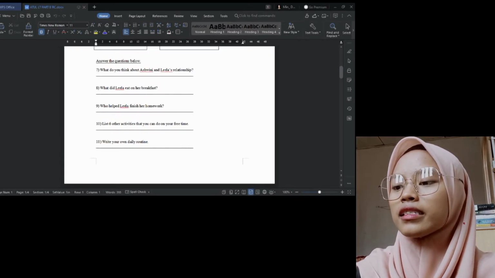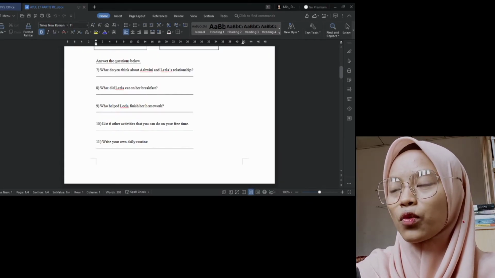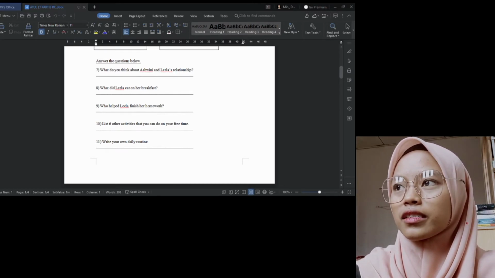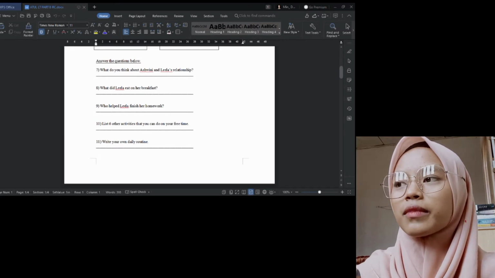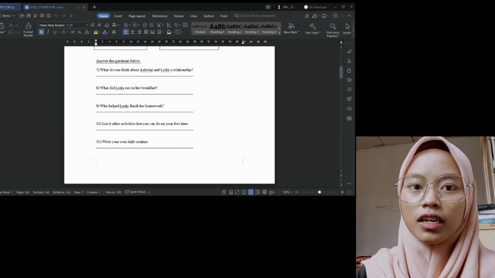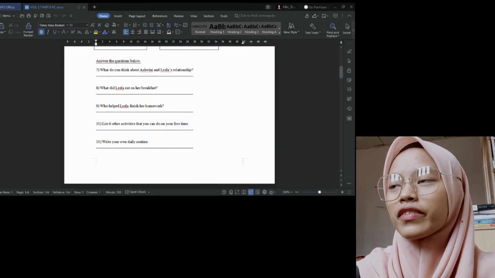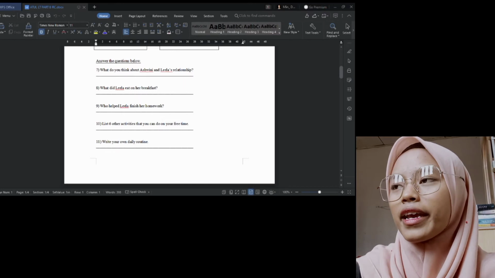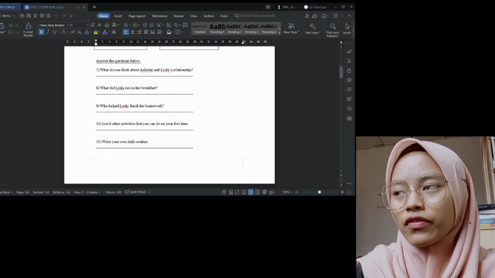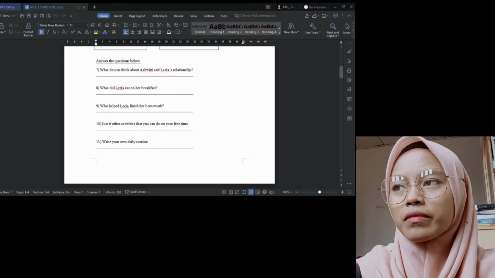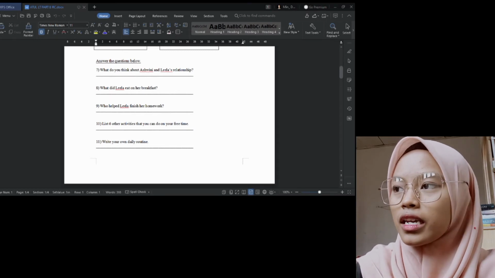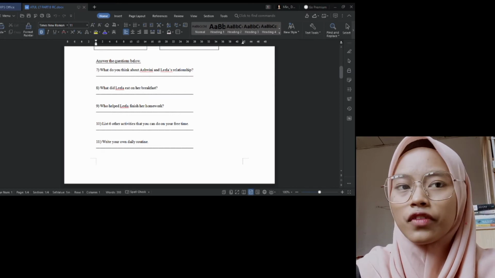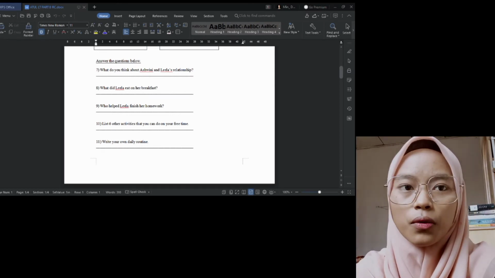The second section is from question 7 until question 11, which are ordinary subjective questions. Number 7 is, what do you think about Ashwini and Leela's relationship? Number 8, what did Leela eat for her breakfast? Number 9, who helped Leela finish her homework? Number 10, list 6 other activities that you can do in your free time. And the last question is, write your own daily routine.